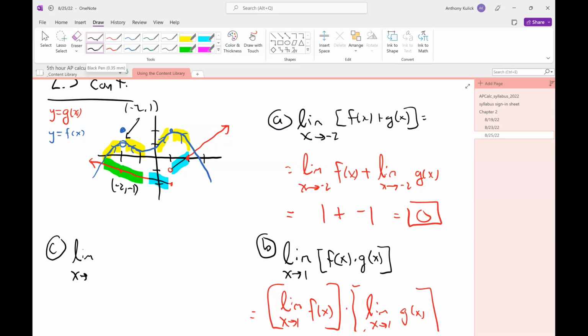Because they're not intersecting, you can't have anything for B, g of x, because they're not touching. Well, it's because the left-hand limit and the right-hand limit don't match. Yeah, they're different. That's it.